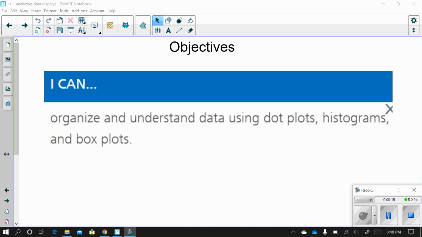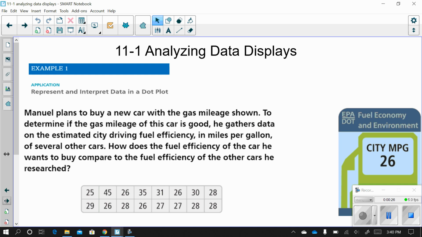So objectives today, we're going to organize and understand data using dot plots, histograms, and box plots. We're going to be doing a lot of different types of graphs today, dealing with different types of data. So here we go, 11.1, analyzing data displays. Let's dive right into our first example.